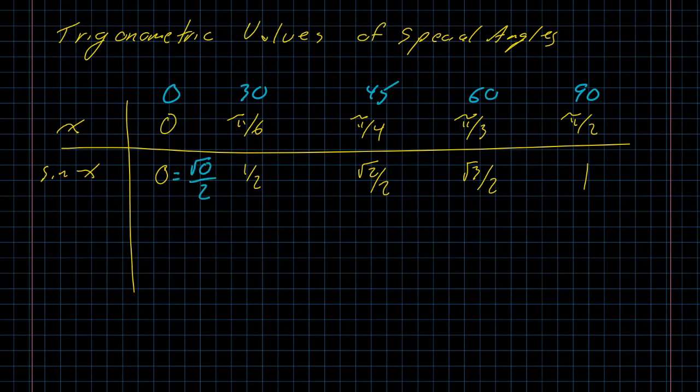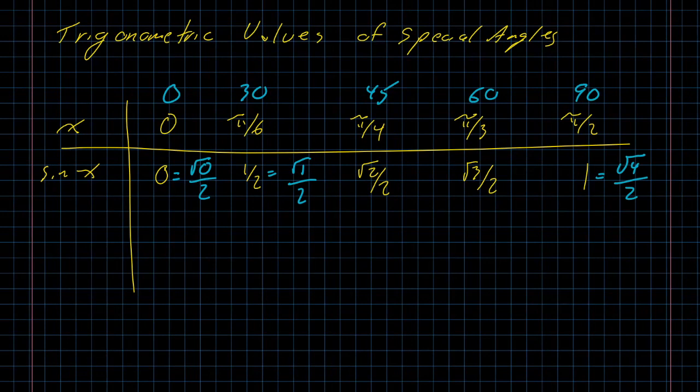I'm going to write the nicer looking of these values in the most convoluted way possible. And I'd like you to take a minute and verify for yourself that the square root of 0 divided by 2 is 0, the square root of 1 divided by 2 is 1/2, and the square root of 4 divided by 2 is 1.